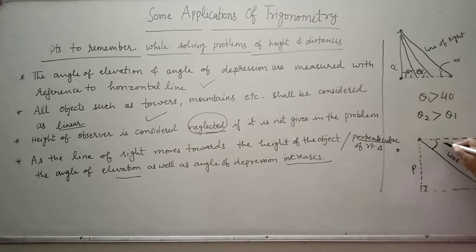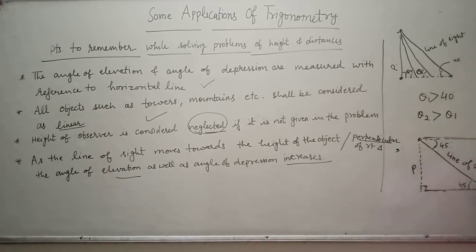This is the angle of depression. Suppose this is 45 degrees. As you know, these two lines are parallel, so this will also be 45 degrees. Why? Because these two are parallel lines and this is the transversal, so alternate interior angles are equal.